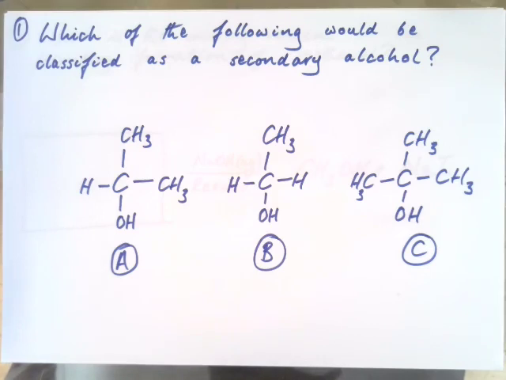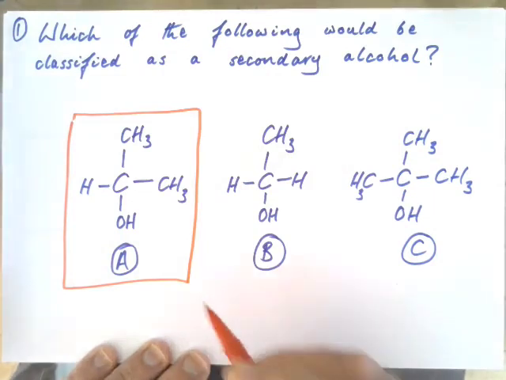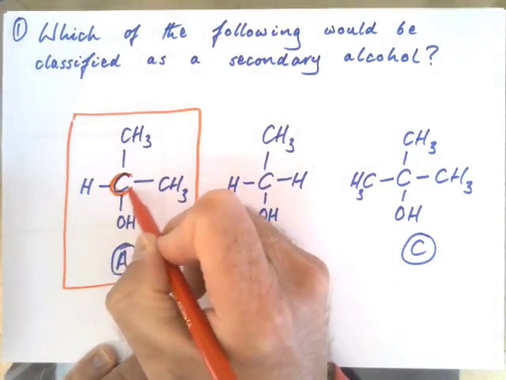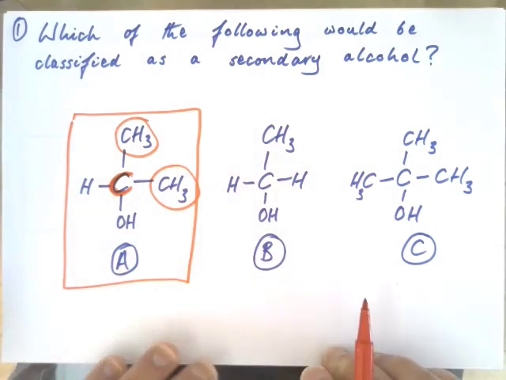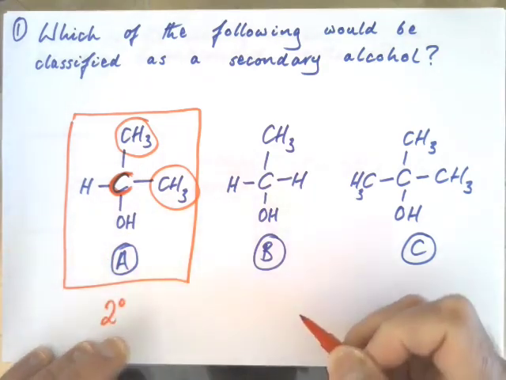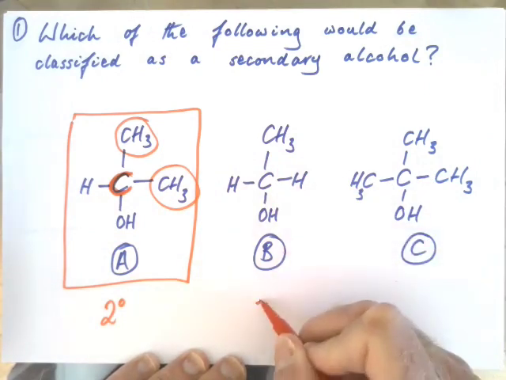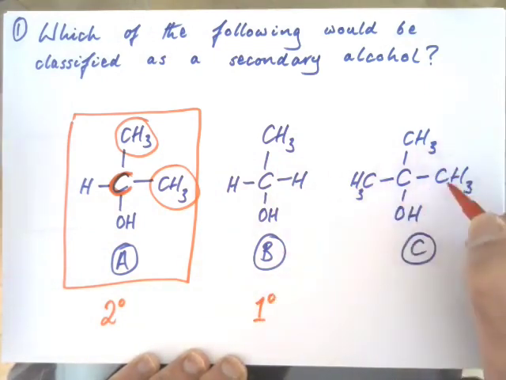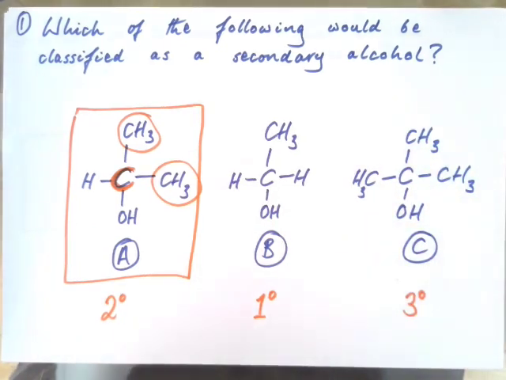Okay, so you looked at your poster. Did you check out which one is the secondary alcohol? If you were right, you would have come up with the answer A. Because to this carbon, the key carbon, we've got two other carbons attached, and that would regard it as a secondary alcohol. This one here only has one carbon attached onto the C-OH, so that would be a primary alcohol. And this one has three carbons attached to the C-OH, so that would be a tertiary alcohol.